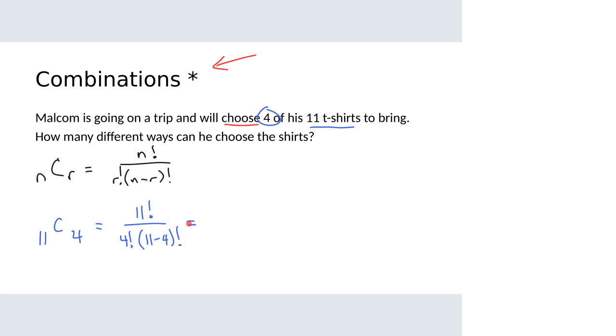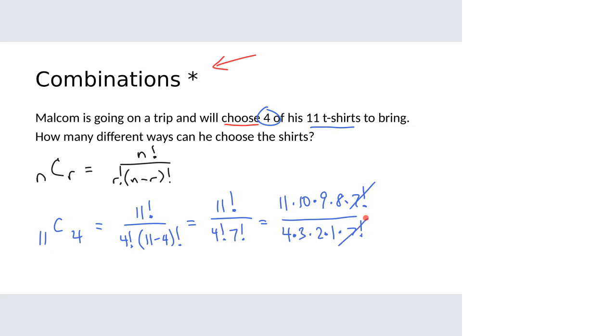Okay, now I'm going to rewrite that. 11 factorial over 4 factorial, 7 factorial. I'm going to rewrite that 11 factorial as 11 times 10 times 9 times 8 times 7, 6, 5, 4, 3, 2, 1. And I stop there because I have this 7 factorial on the bottom that'll cancel. The 4 factorial I'm going to write out as 4 times 3 times 2 times 1. These are going to cancel.